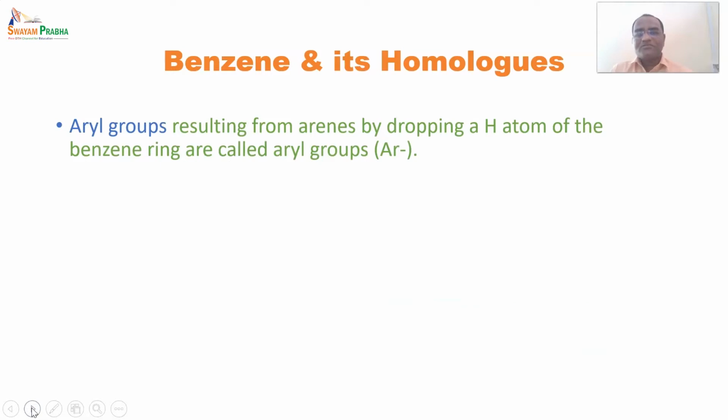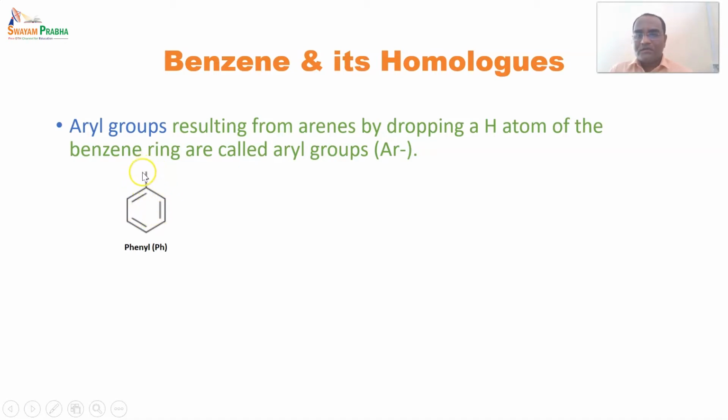After that, the next class of benzene and its homologues, that is aryl groups. So aryl groups resulting from arenes by dropping a hydrogen atom of the benzene ring are called aryl groups. So we'll see the structure. See here, it is a phenyl.